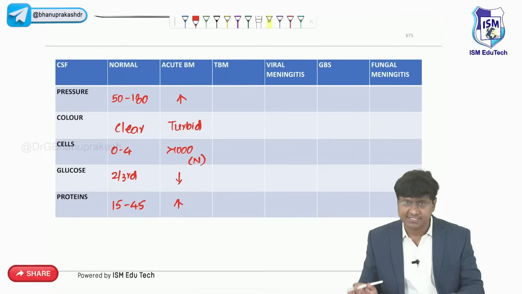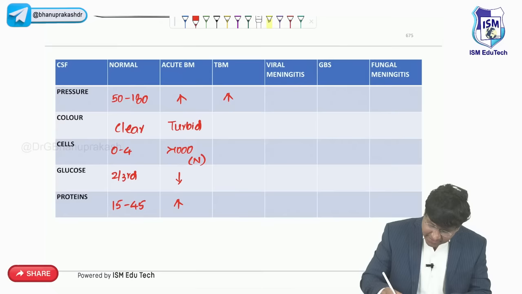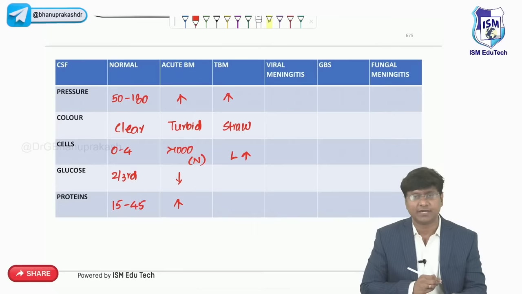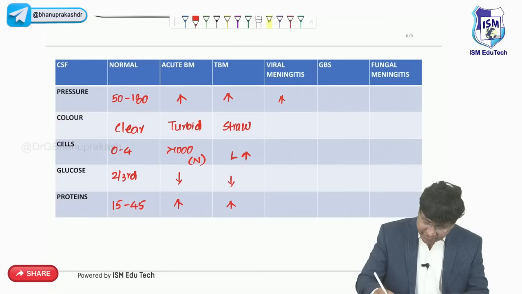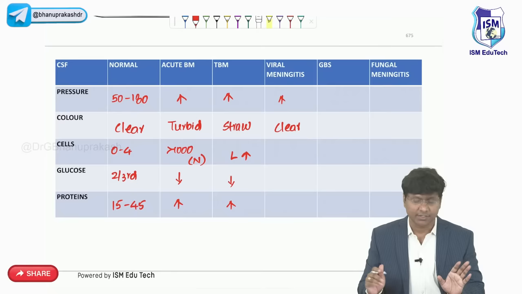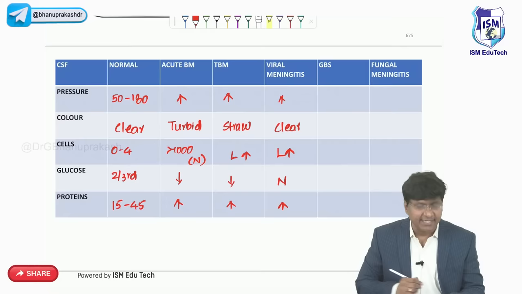A similar picture you will have in tubercular meningitis, but the only difference is that it is lymphocyte predominant; the glucose will be decreased and proteins elevated. Whereas in viral meningitis, the CSF pressure will be elevated, but the CSF will be clear like water, and it is lymphocyte predominant. The glucose levels will appear normal and the proteins are elevated in viral meningitis.